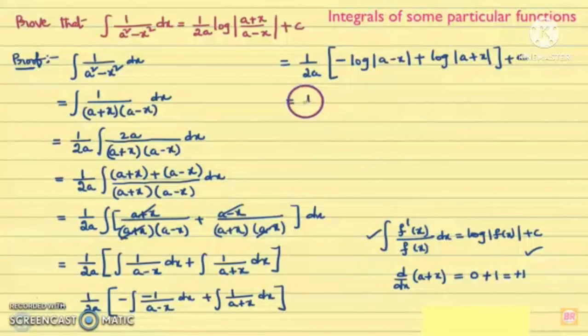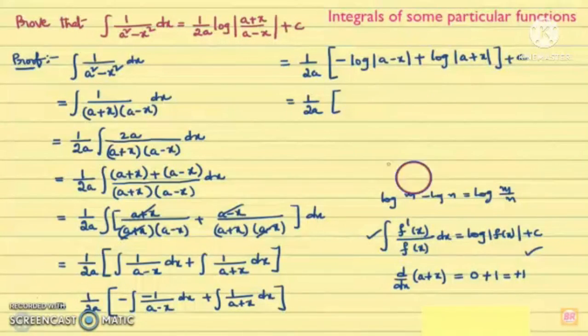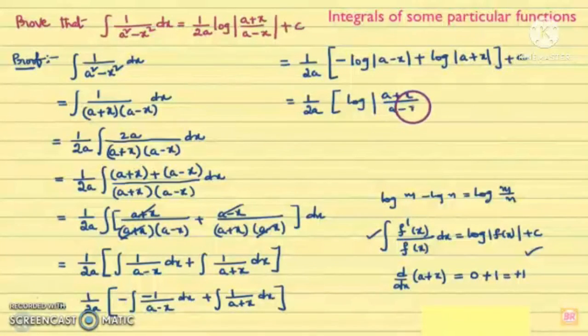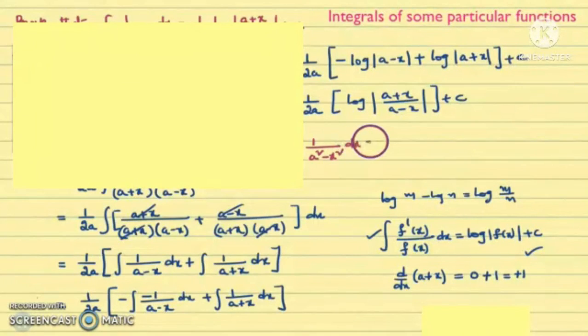Okay, that equals 1 by 2a into log m minus log n. What is the formula? Log m minus log n is log m by n. So here it will be log mod (a plus x) divided by (a minus x) plus c. So finally I'll conclude what we proved. We proved that integral of 1 divided by a square minus x square dx equals 1 by 2a log mod (a plus x) divided by (a minus x) plus c. From now onwards, we can use this as a formula.